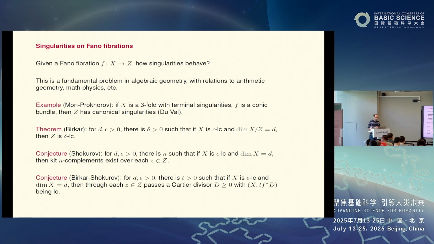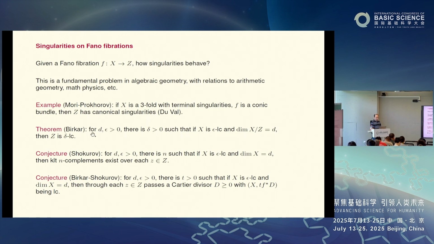Okay, so one of the examples, just to give you a taste of what I mean here, is if you take a threefold fibered over a surface which is a conic bundle. So roughly speaking, that means that the fibers are mostly just projective lines, but you can have special fibers which are more complicated. If X has so-called terminal singularities, then the base Z will have canonical singularities. So I did not define this type of singularities, but they are defined in the same way that I defined epsilon-LC singularities.